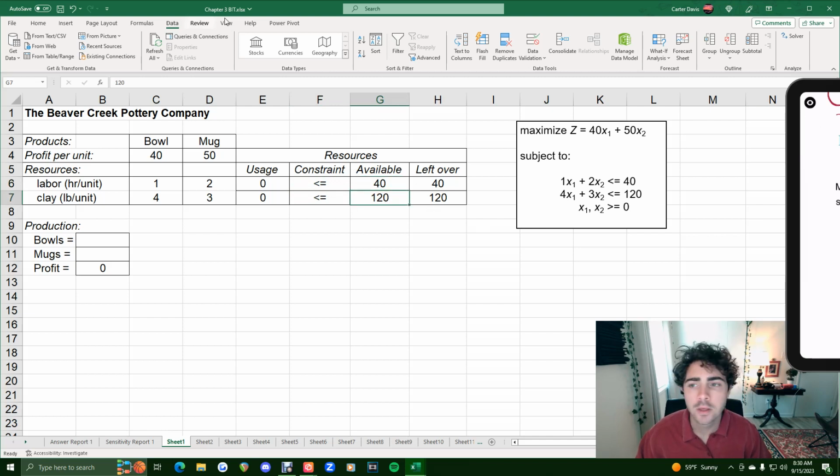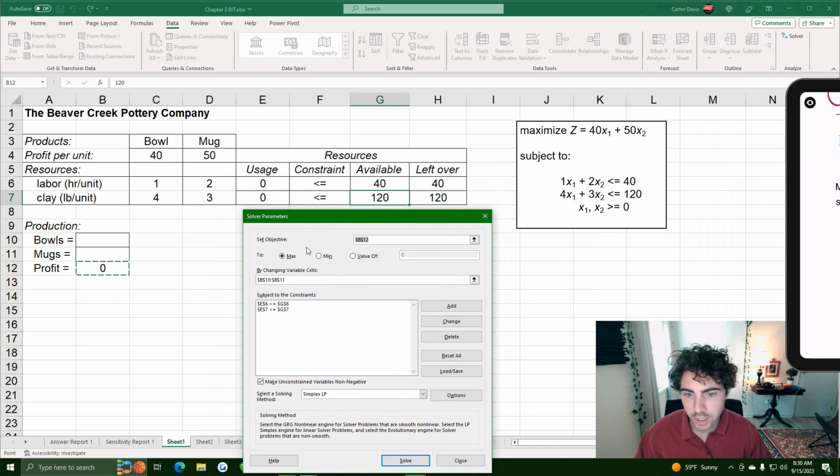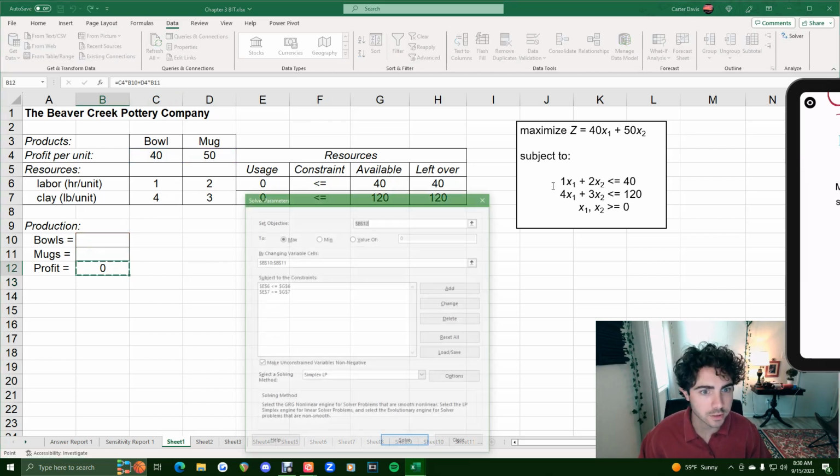Trying to maximize profit, we go to Data, then Solver, and let's explain this a little bit with this example. The set objective is the profit. We're trying to find a max of the profit, so we click on the profit cell. One thing I did not explain is the profit equation. The profit equation is C4, the profit per bowl, times the number of bowls, plus the profit per mug times the number of mugs. Hopefully that was clear.